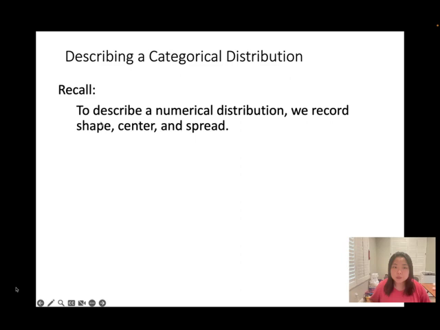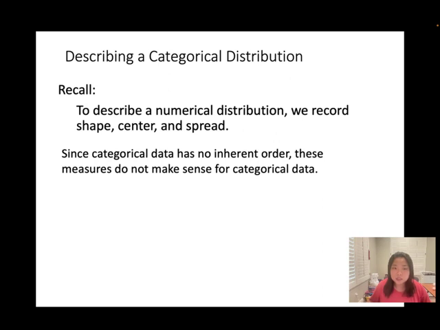The shape can be the normal distribution, uniform distribution, skewed to the right, skewed to the left. The center is the typical value. And then the spread of the data, where we look at the variability. Since categorical data has no inherent order, these measures do not make sense for categorical data.